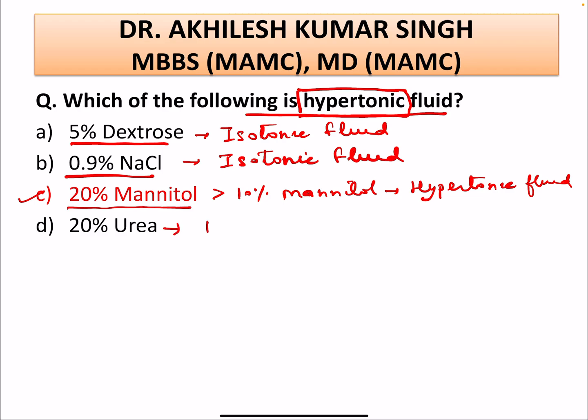20% urea is again the isotonic fluid. So in this question, which of the following is hypertonic fluid, our answer will be C, 20% mannitol. So this will be the correct answer here.